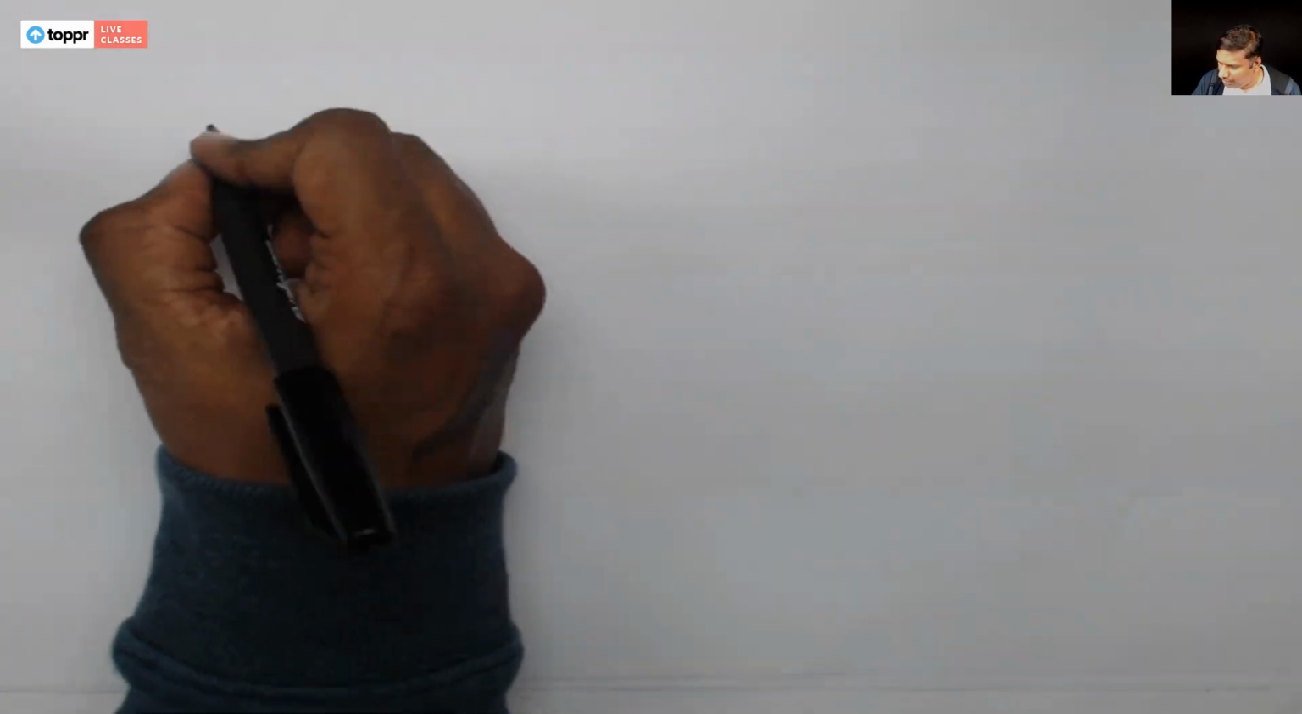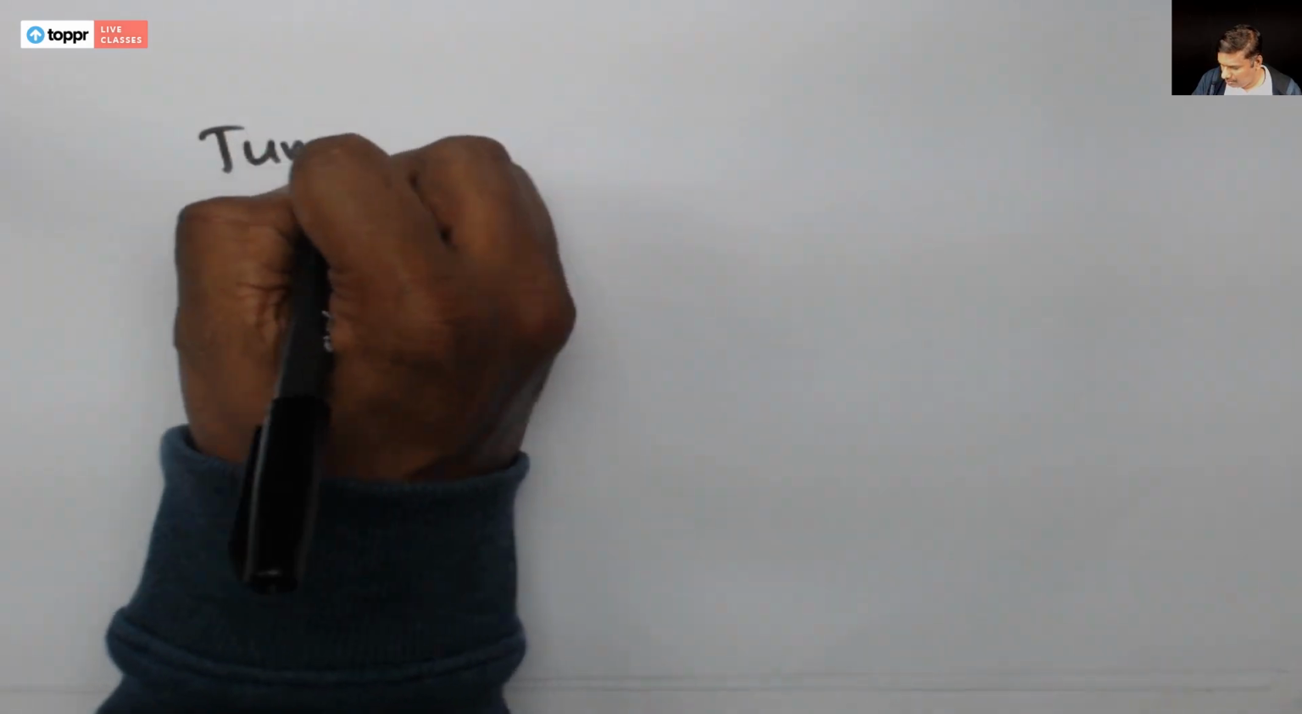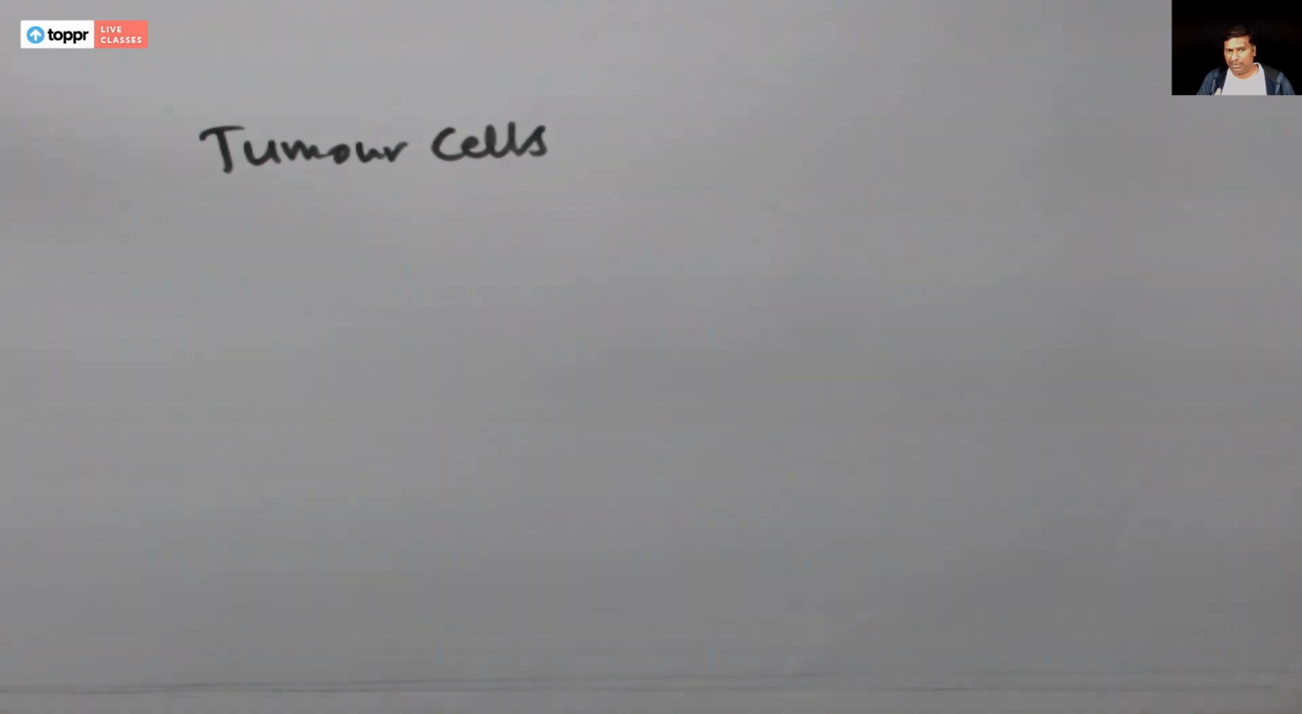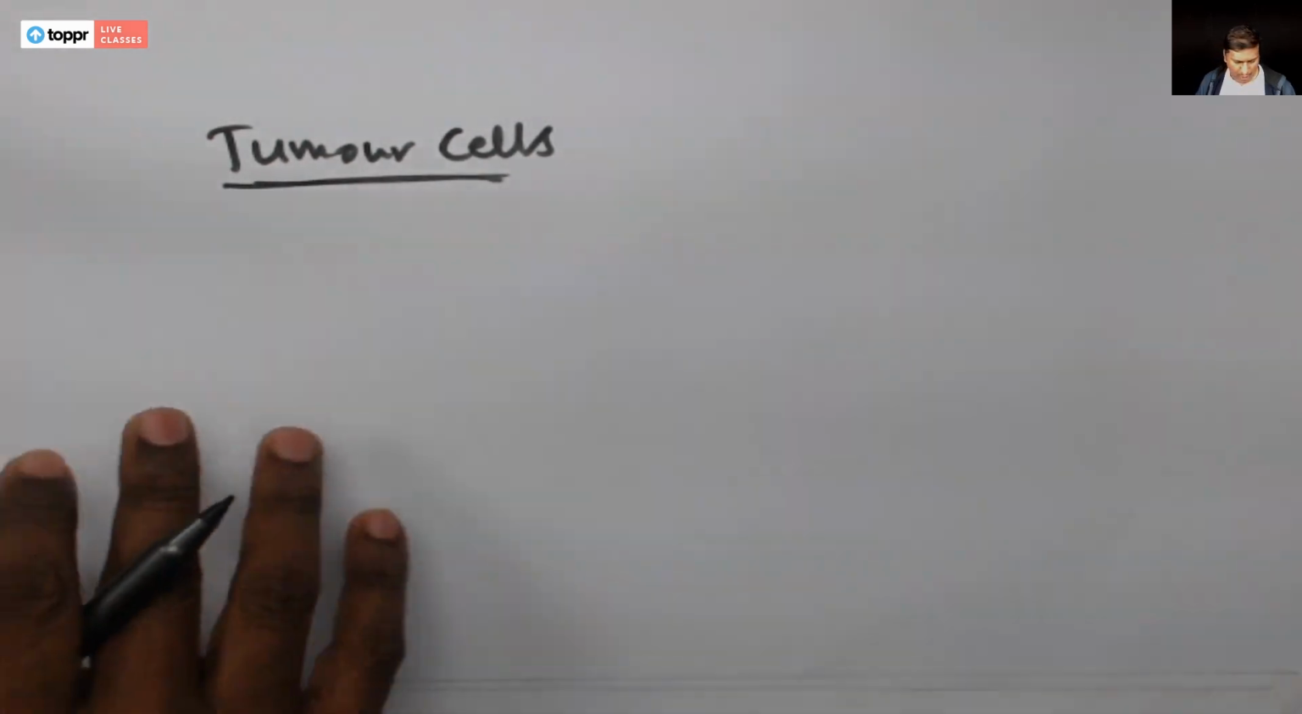Now, this redifferentiation can be seen mainly in your tumor cells. First you have your cells which are going through de-differentiation. Once they de-differentiate, they continue to divide, and after getting a few cells, some of the cells are committed to one form, and we call them redifferentiated cells. You can see them in the tumor cells.